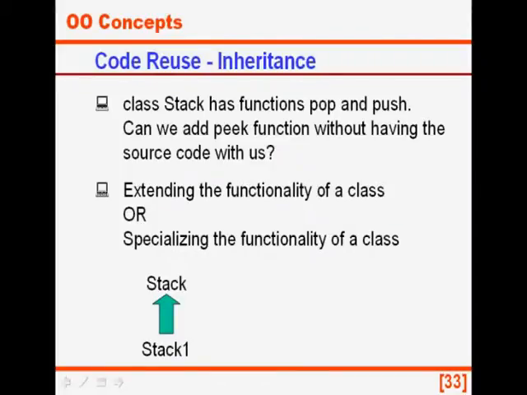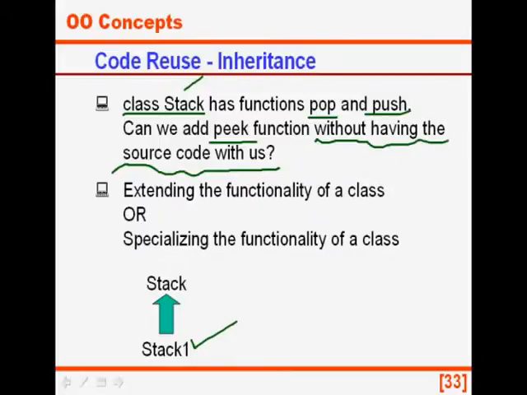Let us look at another concept called inheritance, which is essentially code reuse at the binary level. We have a class stack. It has functions pop and push. Now we would like to add another function to it, but with a new complication. We do not have the source code of the stack class with us. That means we only have the binaries. How can we extend the functionality of the stack to another class called stack1? That means we want to extend the functionality of the class stack, or in other words, we want a specialized class which does everything that stack does plus something extra.